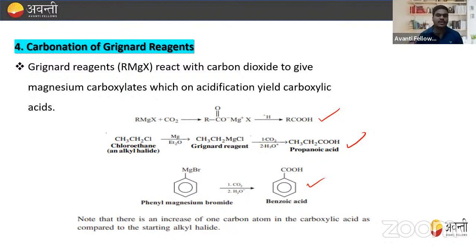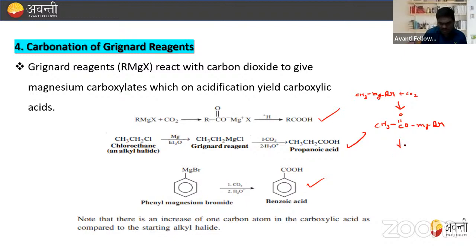Let us assume we have CH3, this is Mg, and this is Br. Right, this is a Grignard reagent. Now, when you treat with CO2, what will you get? You will get nothing but CH3, this is C double bond O, so we can write it like this, and this is Mg and Br, right? So this will become CH3 and CO and this will become OMgBr.